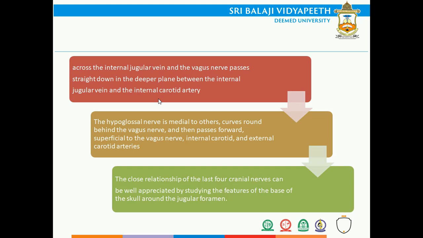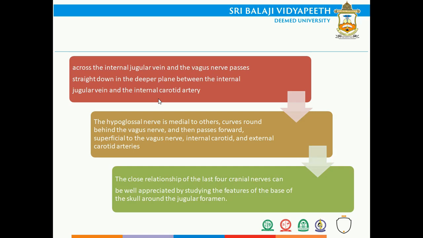four cranial nerves. It will be appreciated well by studying the features of the base of the skull around the jugular foramen. So closer to the jugular foramen, it leaves the cranium and enters into the internal acoustic meatus. So it is seen in close relation with the internal jugular vein, the internal carotid artery, and the vagus nerve. When it comes out, it crosses the vagus nerve medially and the internal carotid artery medially. Later, it is also in close proximal relation with the last four cranial nerves.